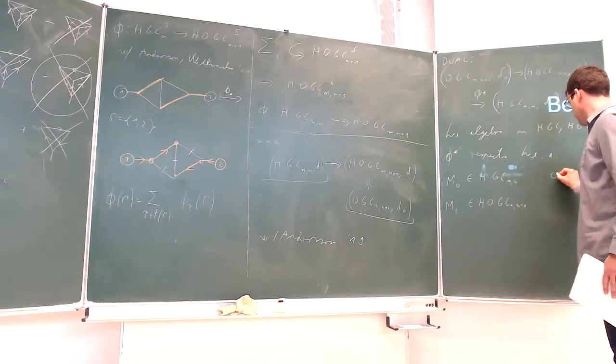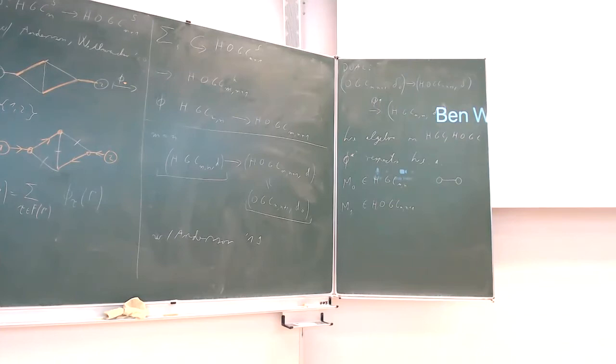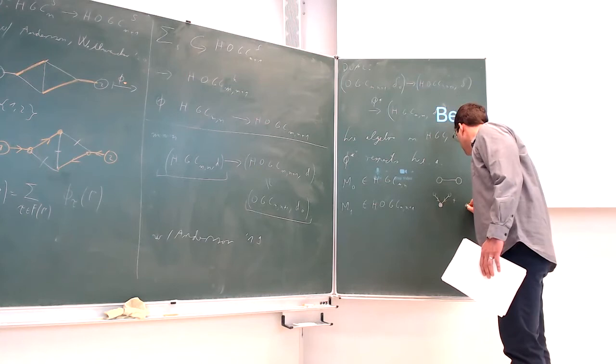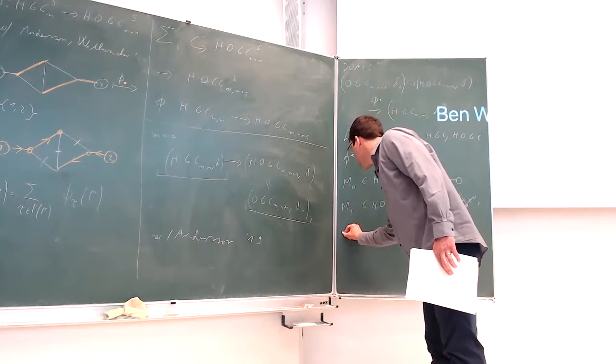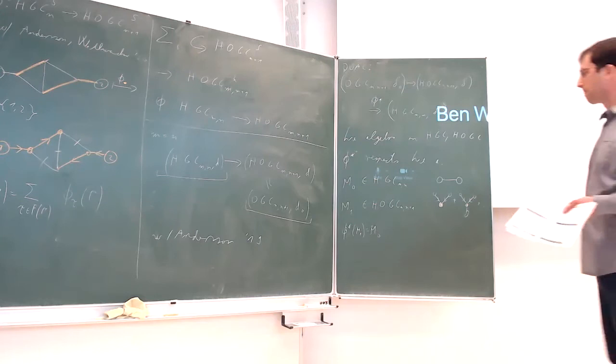So these are two external vertices. It's kind of a hair that's not attached anywhere. This M1 here is more complicated, plus three pairs. The good thing is that phi dual of M1 equals M0. So with the Maurer-Cartan elements, I can shift the differential.